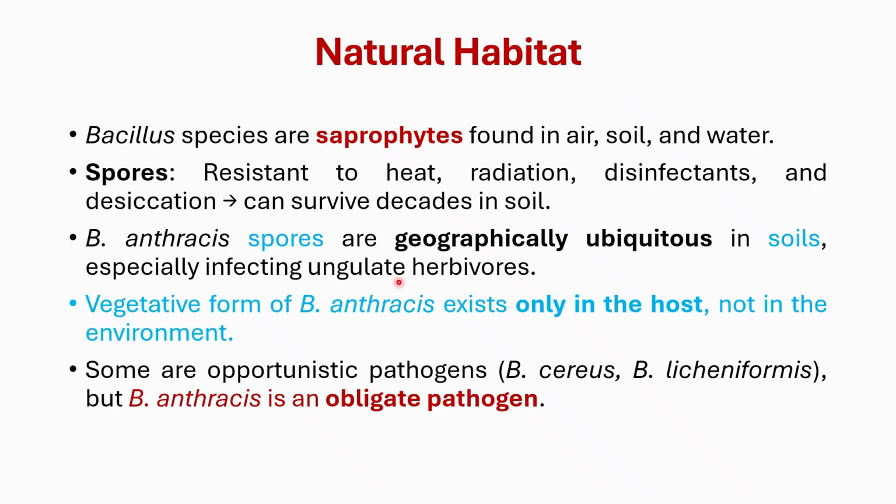While Bacillus anthracis spores are geographically ubiquitous in soils worldwide, often infecting grazing herbivores, there is a key distinction in their life cycle. The vegetative form of Bacillus anthracis is only found within the host. It does not typically exist in the environment. This highlights its nature as an obligate pathogen in the case of Bacillus anthracis, whereas species like Bacillus cereus and Bacillus licheniformis are often just opportunistic pathogens.